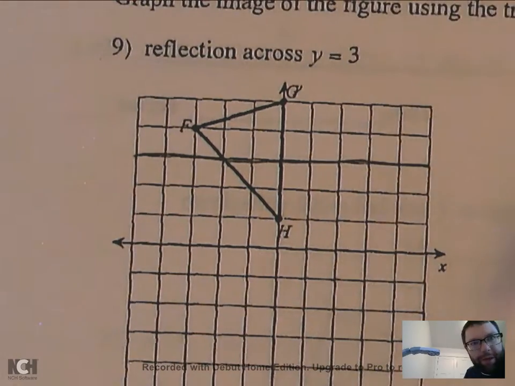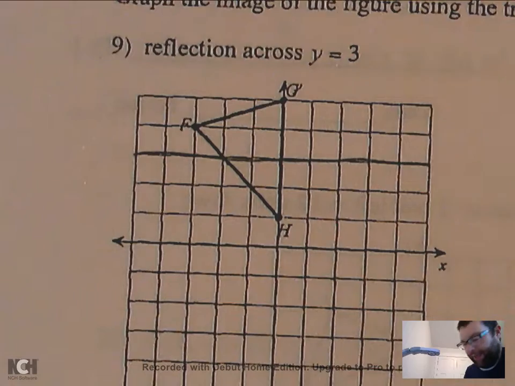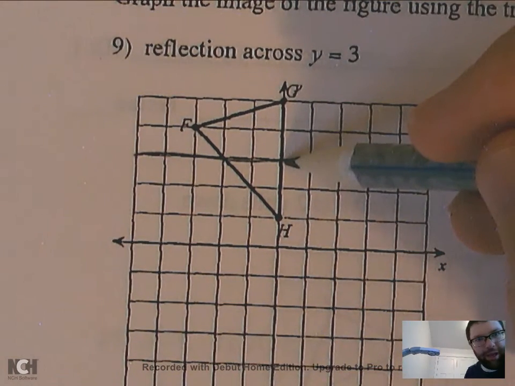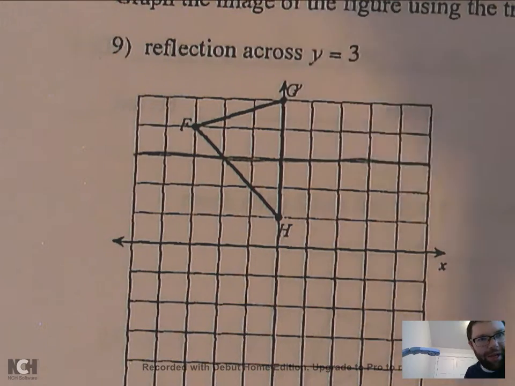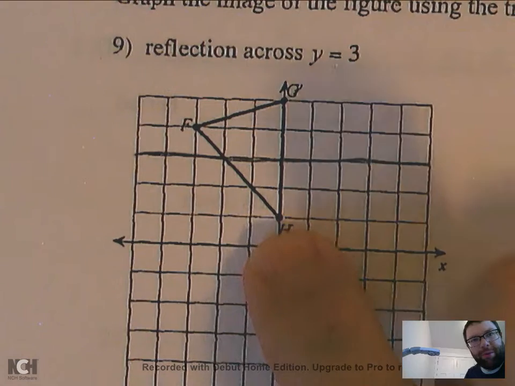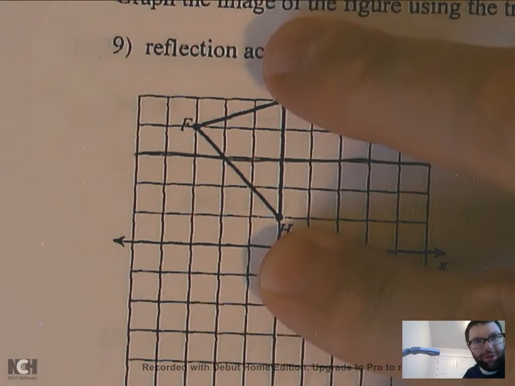So, that's my mirror line. That's the line I'm reflecting across. So, again, when we reflect, we just count to the line. And then we count that many spots past the line to get a reflection. Because again, if you think about it, if you look at a mirror and you're 2 spots away from the mirror, right? Your reflection is going to look like it's 2 spots away from the mirror.